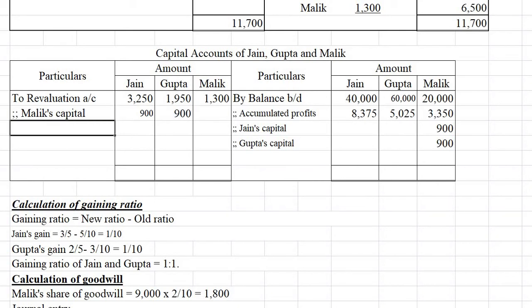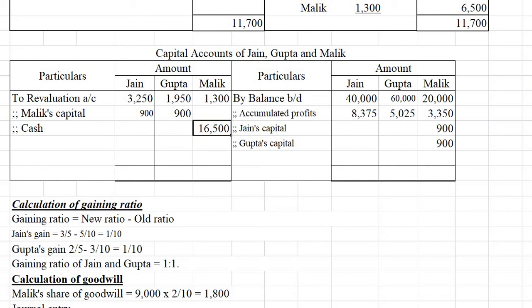Then now we have to write the balance of cash to be paid to Malik. Malik has to be paid 16,500 rupees immediately. So we have to write the journal entry for that to cash 16,500. So that money is to be paid to Malik. That money, who has to bring? Jain and Gupta. So they have to bring the money. Therefore, it can be credited in their capital account.